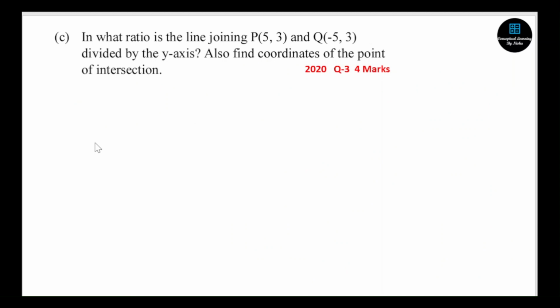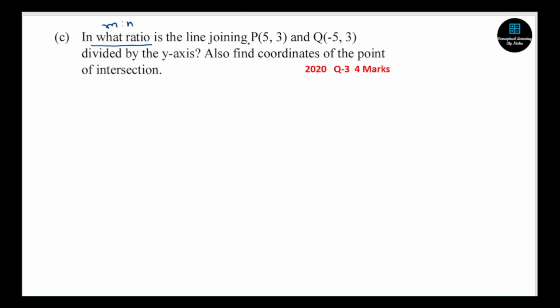Now, 2020 exam, okay, question 3, a 4 marker question. Alright. So let's understand what the given values are. The ratio we have to find, in what ratio. So we have to find m:n. m:n we have to find.